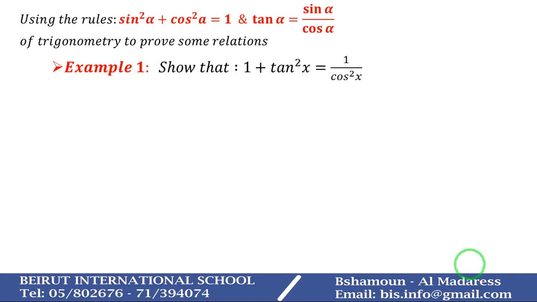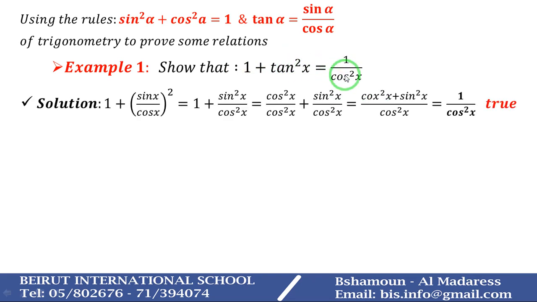Let us solve some examples together using the two fundamental relations of trigonometry to prove some relations. First example, show that 1 plus tangent square x equals 1 over cosine square x. First, you know that tangent alpha equals sine alpha over cosine alpha. Then tangent square x, you can substitute by sine square x over cosine square x. So 1 plus sine square x over cosine square x, by reducing to the same denominator.